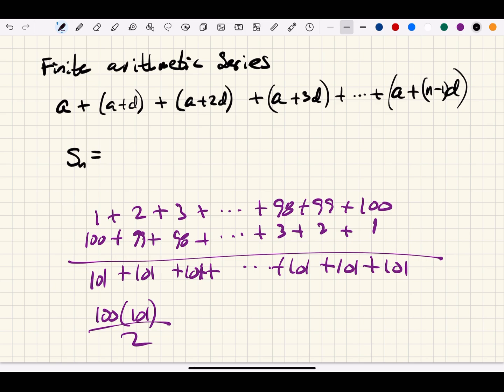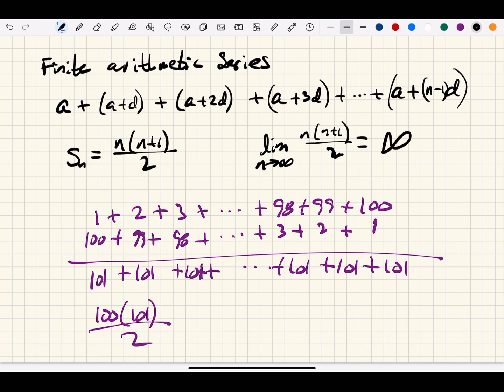The formula that came out of this is that if you are going to add all of the numbers from 1 to some value n, you're just going to do n times n plus 1 divided by 2. So that would be the sum for a finite arithmetic series. But here's the thing. If we think about the limit as n goes to infinity of n times n plus 1 over 2, is there any question what that is? No, we can't manipulate that in any way and make it be anything other than infinity, right?